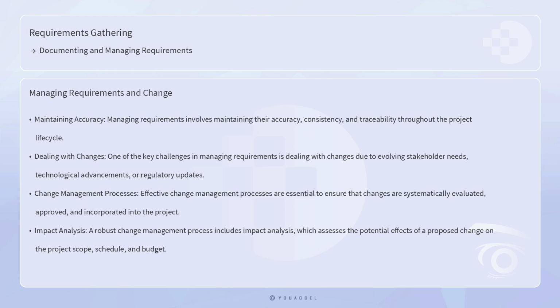According to Somerville, a robust change management process includes impact analysis, which assesses the potential effects of a proposed change on the project's scope, schedule, and budget. This analysis helps stakeholders make informed decisions about whether to accept or reject the change.